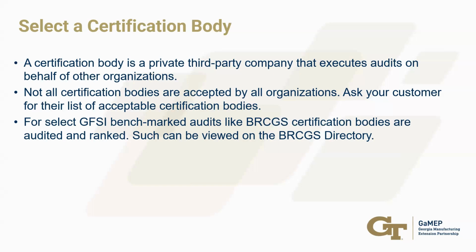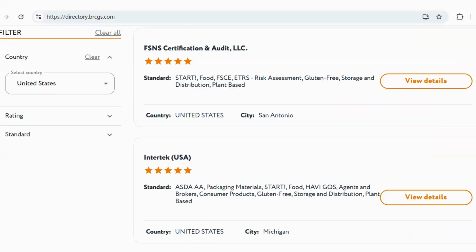For select GFSI schemes, like BRC, there is a directory of certification bodies where those certification bodies are ranked, and you can view this in the BRC directory. And those rankings include customer service and compliance to BRC's expectations. This is an example of the free BRC GS directory available to anyone. You can see Intertek, a very large auditing company, has a 5-star rating, which is the highest rating available by BRC, and you can see the standards to which Intertek audits. You also can see Food Safety Net Services, or FSNS Certification and Audit, is another 5-star certification body. And there are others, including Eurofins and NSF and BioMerieux.